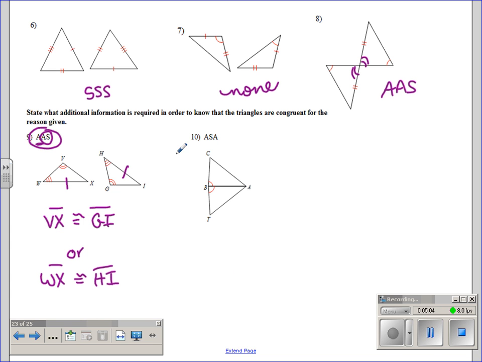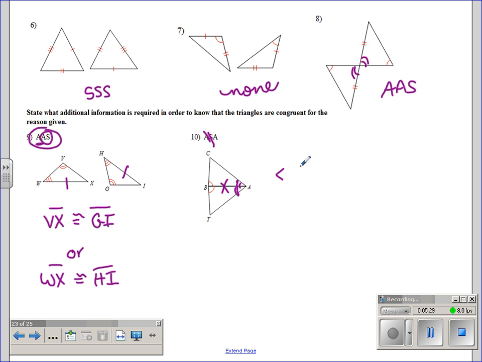For the next one, number 10, we're trying to prove ASA. It looks like they only gave us an angle. However, they did give us a side reflexive. So make sure, again, you use that hidden information. So we need an angle, and not just any angle, it's got to be the angle next to the side. So then that's forcing these two angles to be equal. We can't just say angle A is congruent to angle A, so you do have to use the three-letter name.